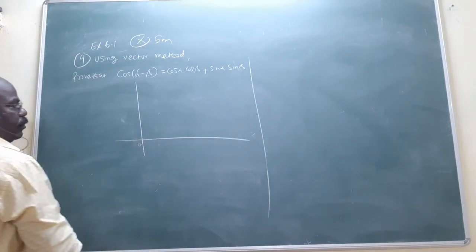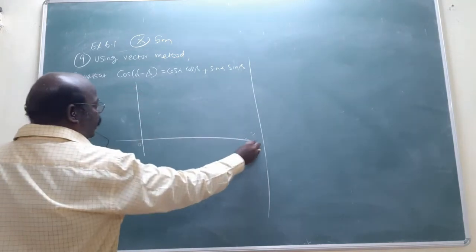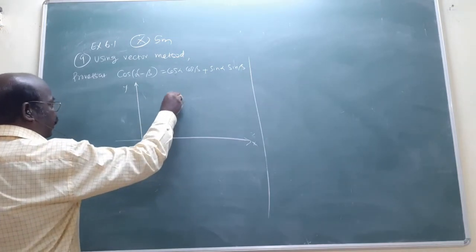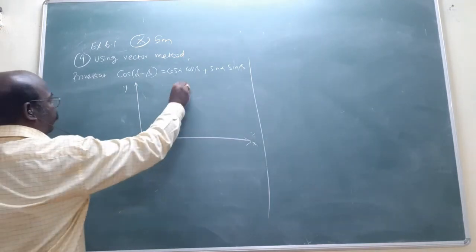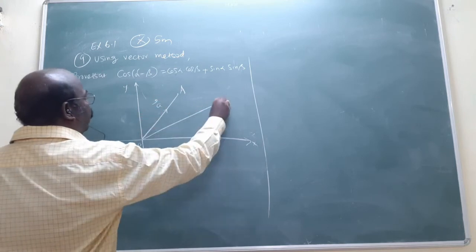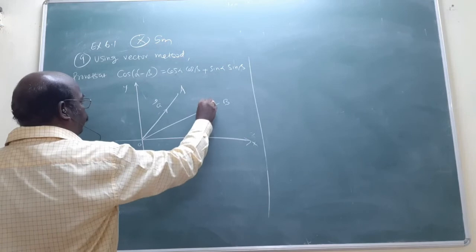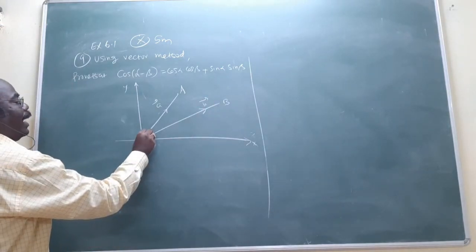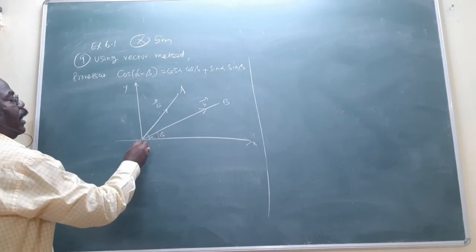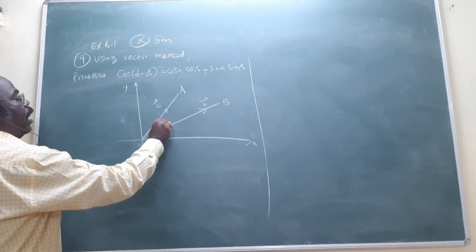This is the x-axis, and the y-axis. Now here OA will be the A vector. Next one is OB, the B vector. This makes an angle alpha, and this one makes angle beta. Our in-between angle is what? Alpha minus beta.